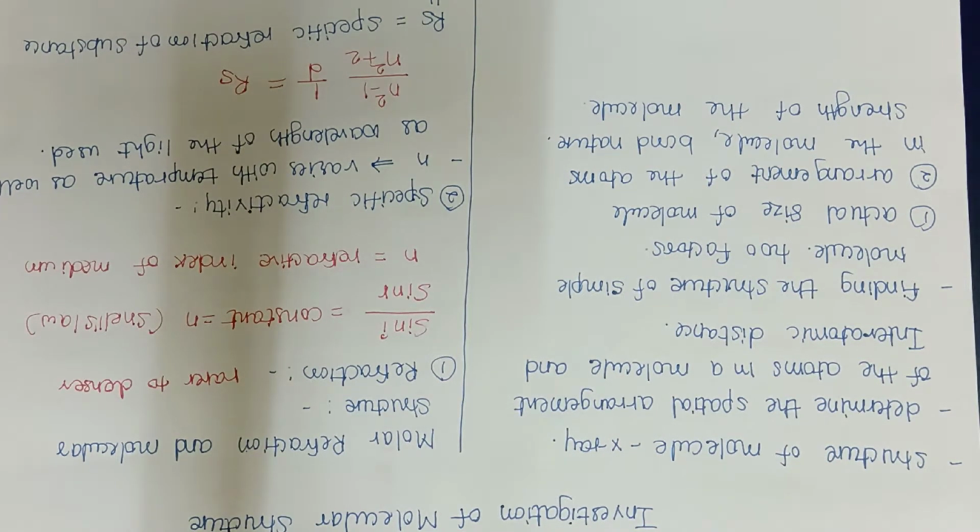There are two factors which are mainly used in finding the structure of molecules. First is the actual size of the molecule, and second is the arrangement of the atoms in a molecule, their bond nature, and the strength of the molecule. So many various physical methods have been found out. We will see them one by one.